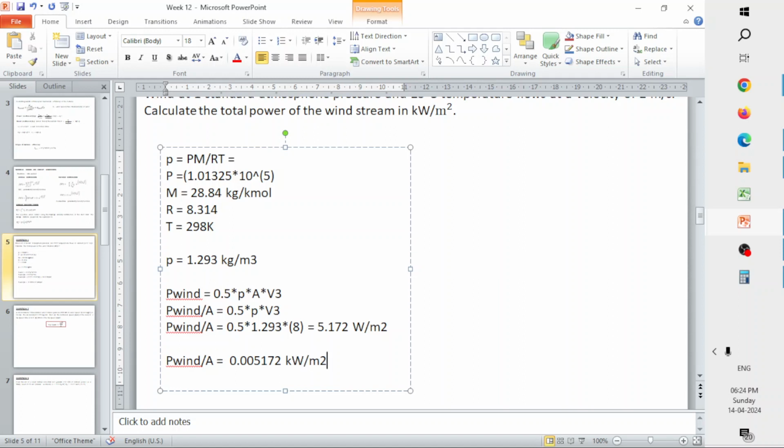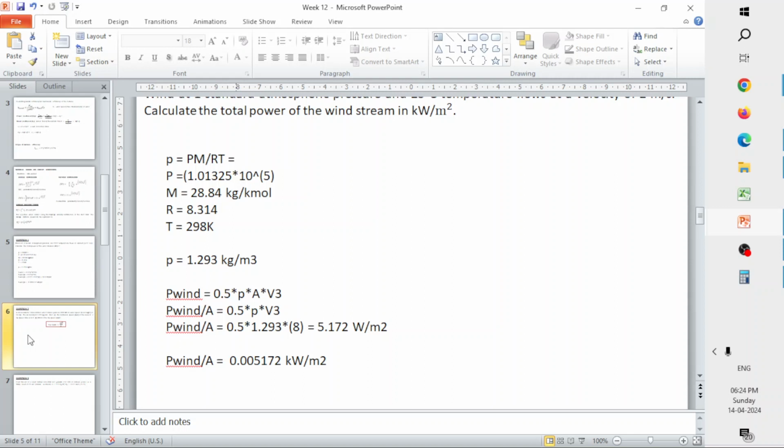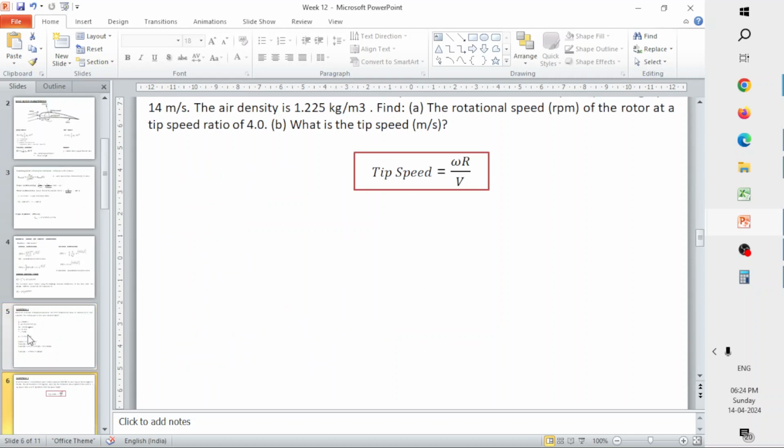So this will be your answer, 0.005172 kilowatt per meter square. Again, if your temperature and pressure values are different, then you are supposed to calculate the value of density, in case it is not given in the question. If it is given in the question, then I think you are lucky enough to just use that value and solve it.